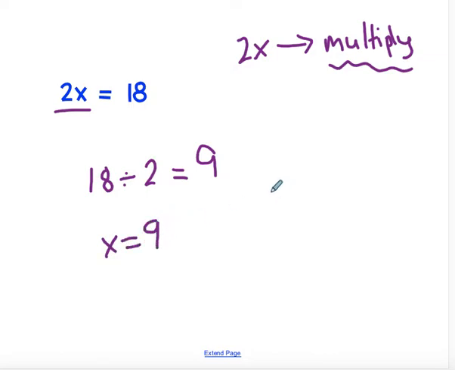And it's really good to always go back and plug in the answer we got for the variable. So if you think about 2 times 9, does that equal 18? Is that a true statement? And yes, it is. Okay, so we're good with that.